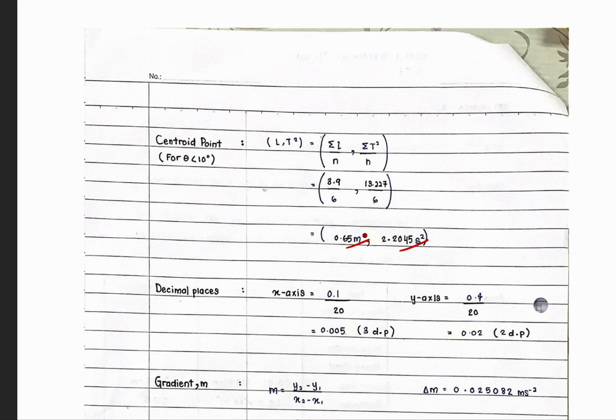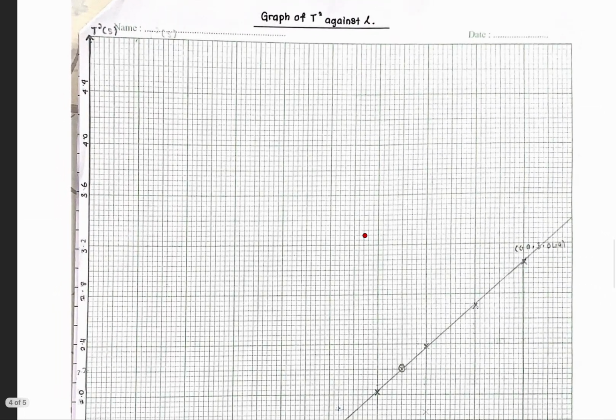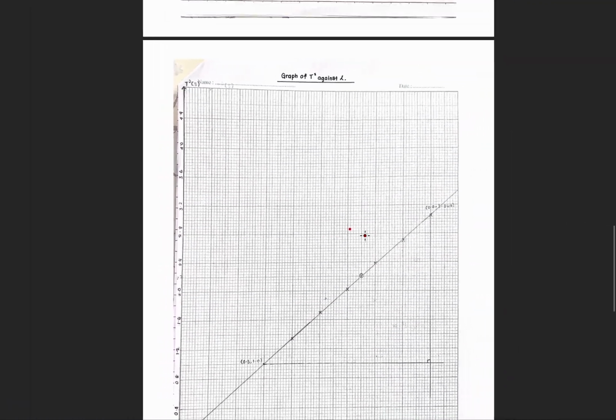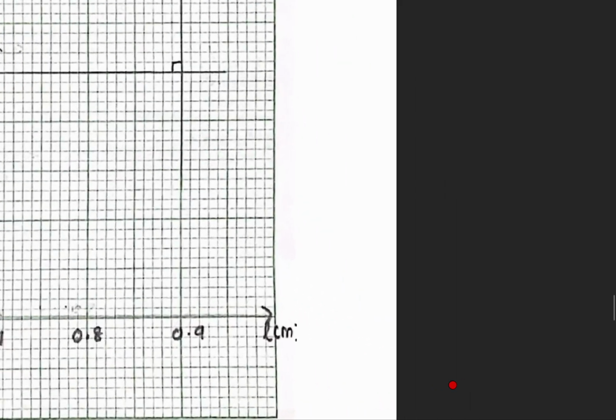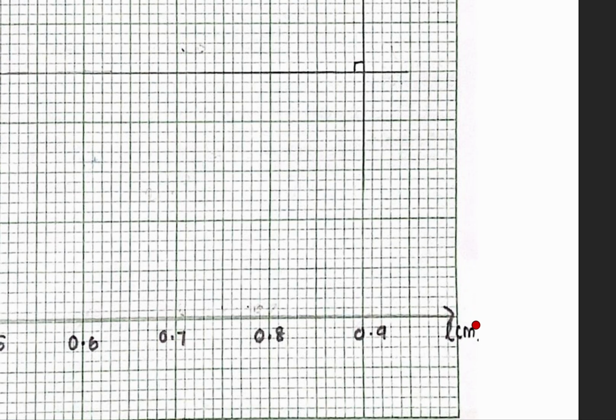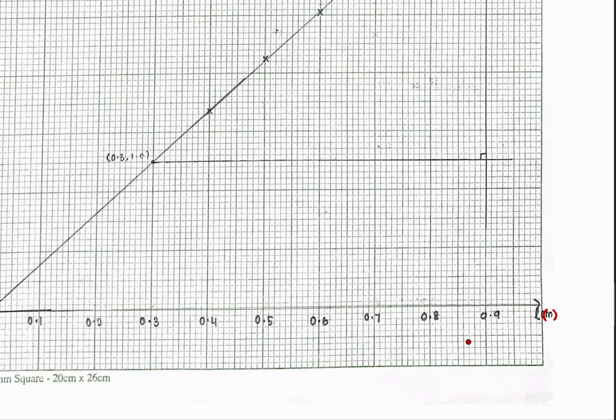Okay, lepas dah ada centroid, then what you need to do is you plot lah your graph. Make sure you choose a suitable scale supaya graph awak ni at least, kira ni yang paling kecil lah, tak boleh lagi kecil daripada yang ini. At least 80% of your graph paper. Okay, make sure title ada graph of T squared against L. Okay, and also your T squared ni is in seconds squared and your L is in meter. So kita plot dalam meter siap-siap.